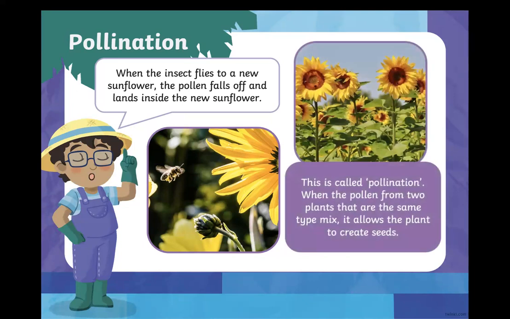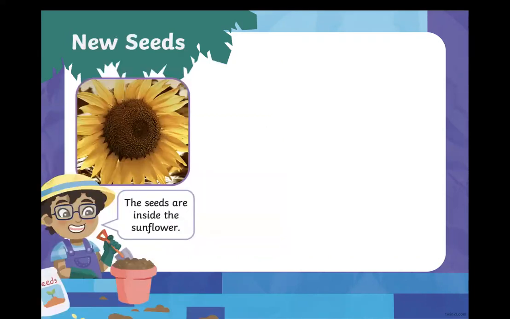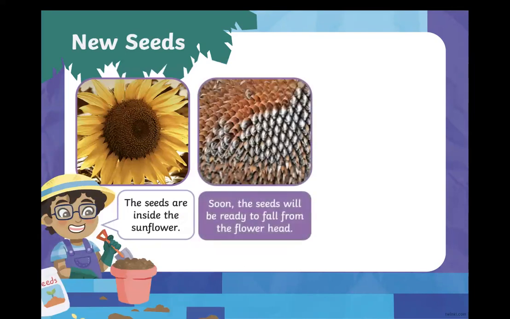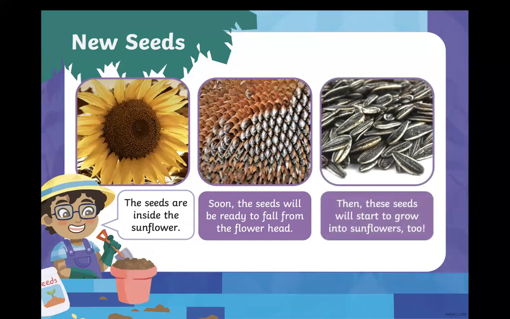This is called pollination. When the pollen from two plants that are the same type mix, it allows the plant to create seeds. So now we have the new seeds. The seeds are inside the flower, you know that. Soon, the seeds will be ready to fall from the flower head. Then, these seeds will start to grow into sunflowers too.